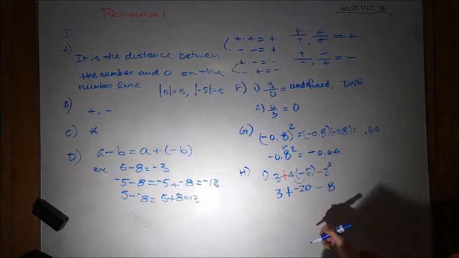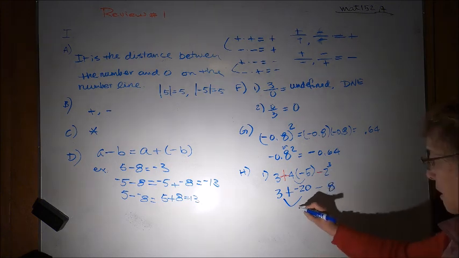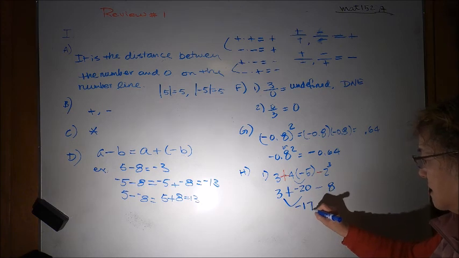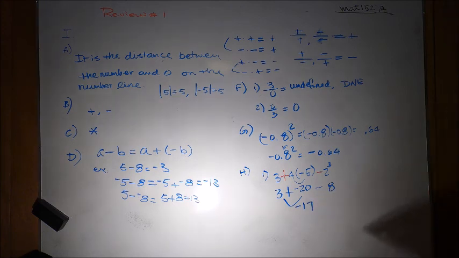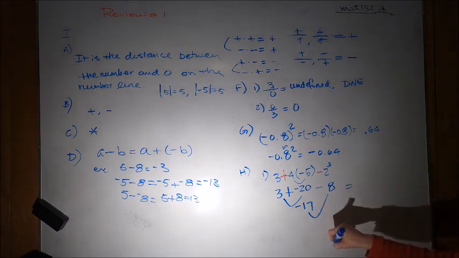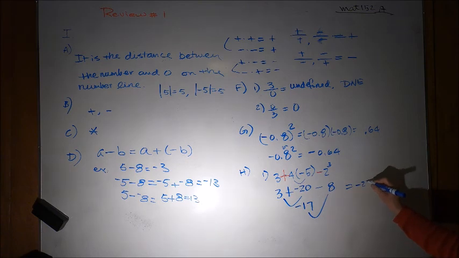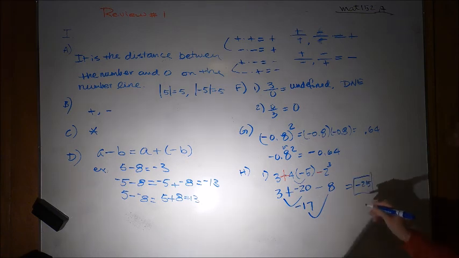Then you do it from left to right. 3 and negative 20, that will be negative, because negative is more. So the difference is negative 17, right? And negative 17 and negative 8 will be what? Same size, and you combine them, use the common sign. So that would be negative 25.